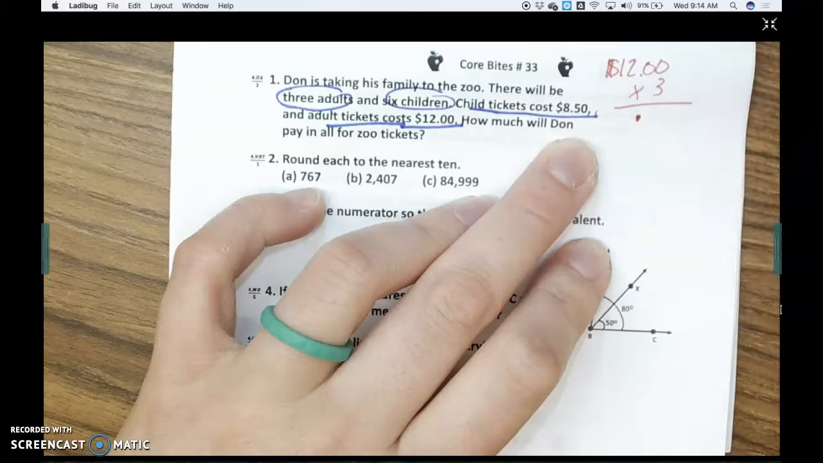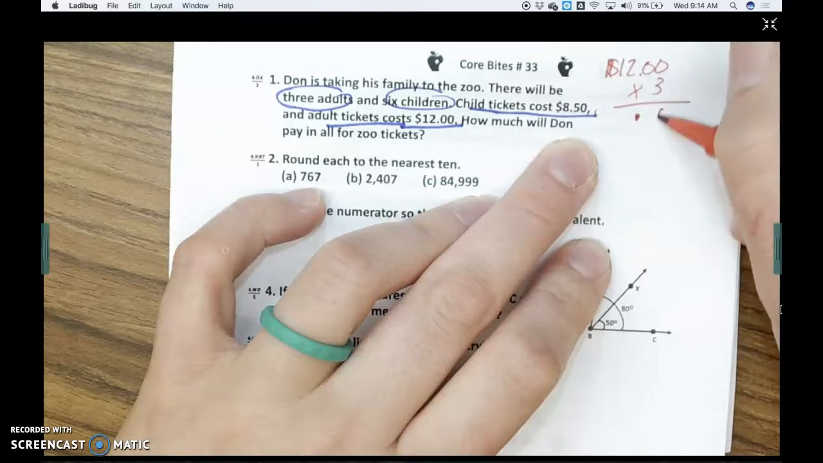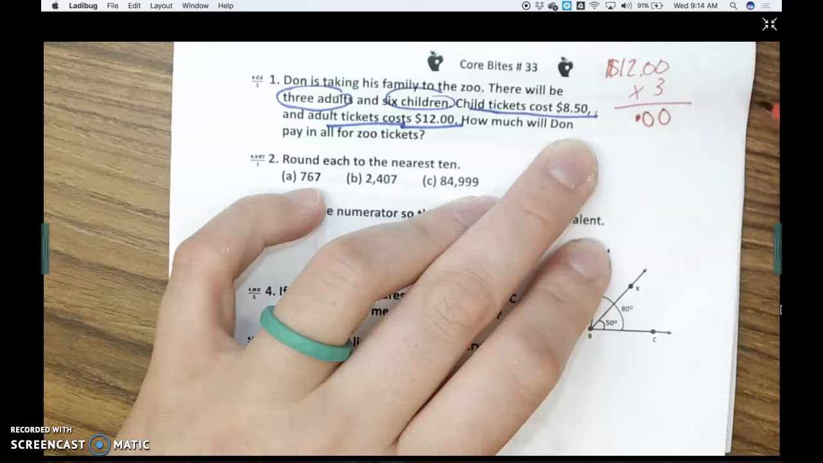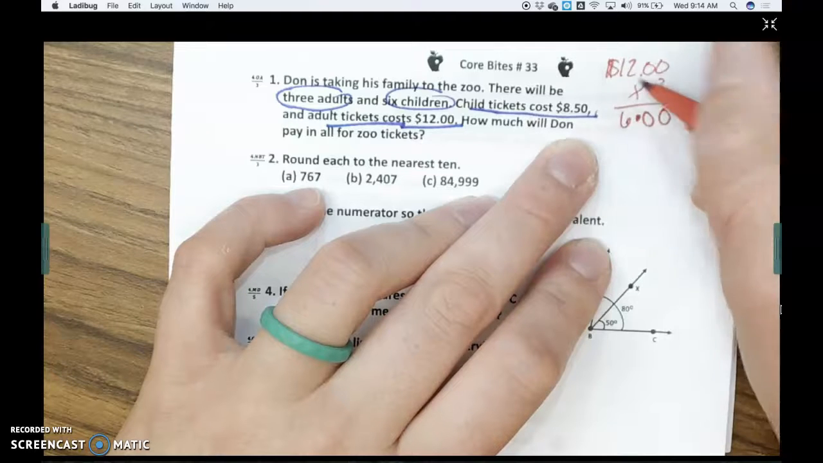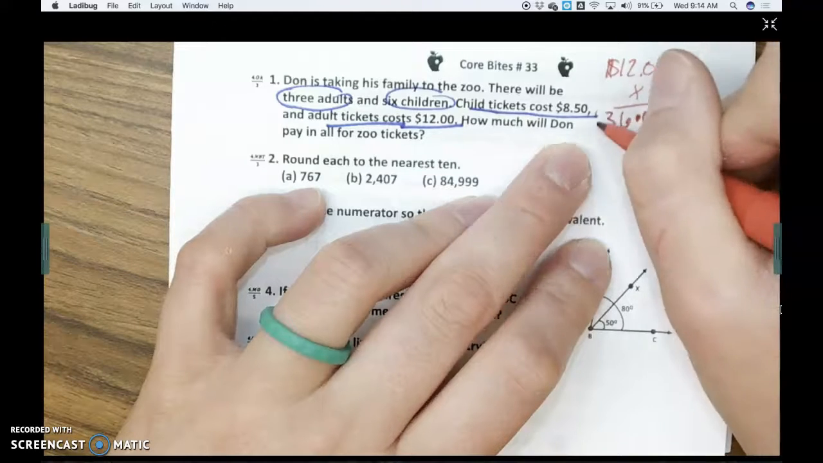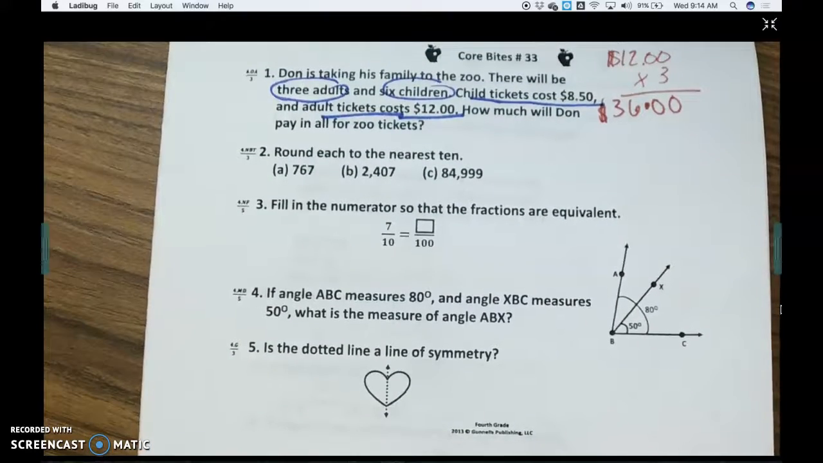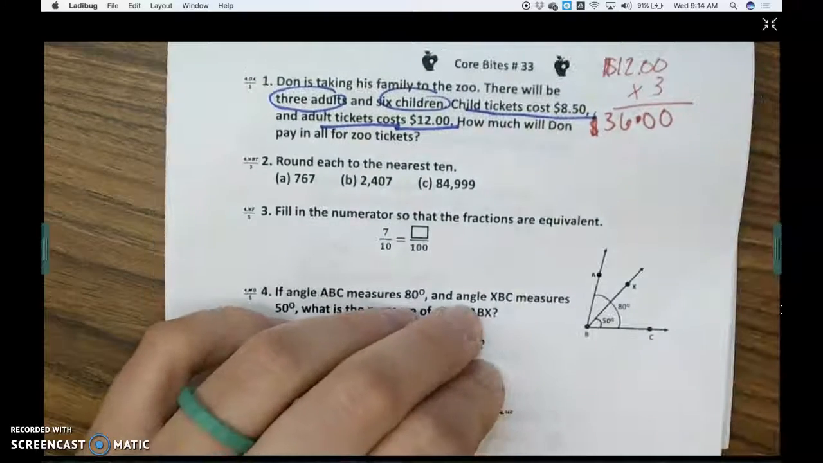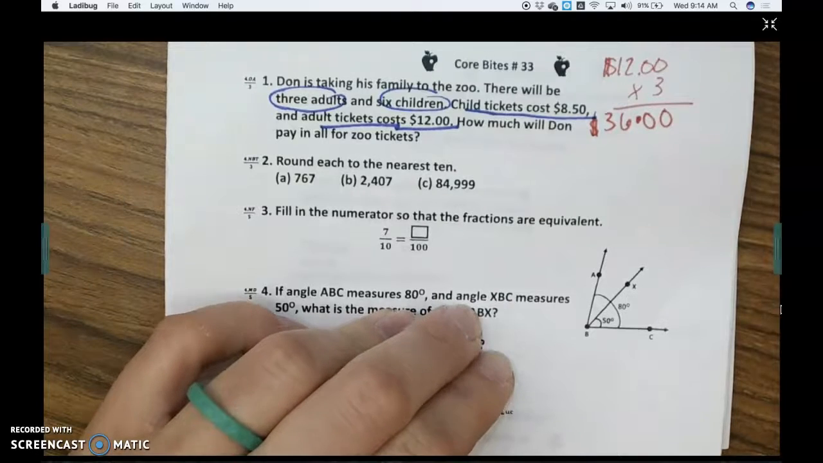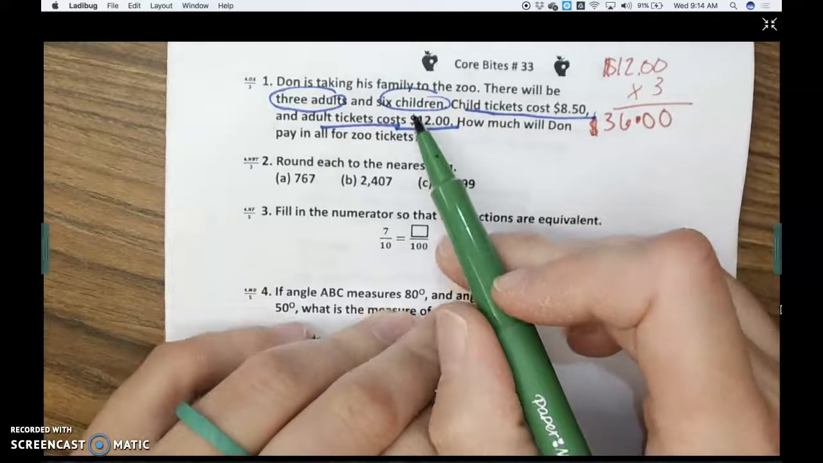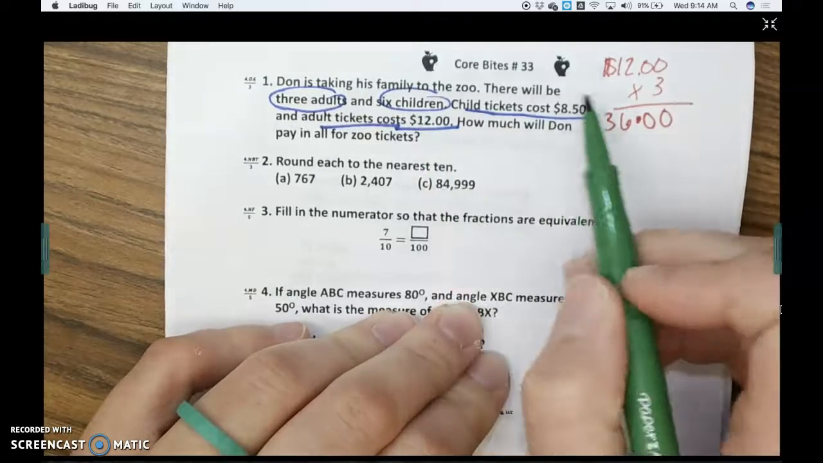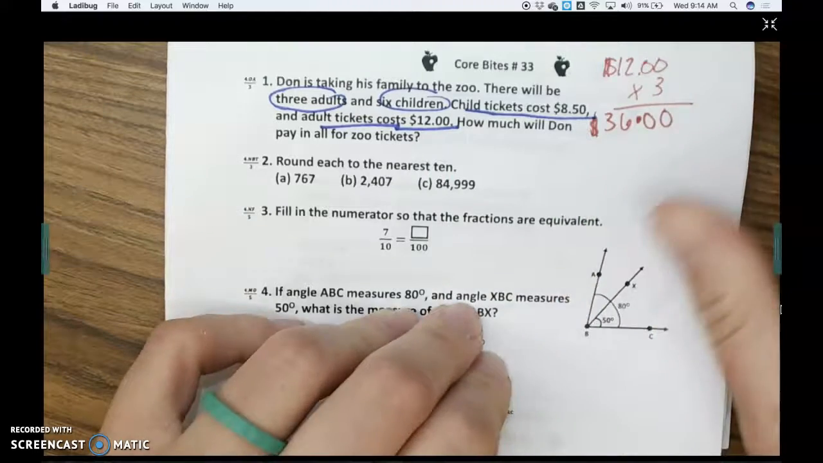Just bring it down. 3 times 0 is 0 because any number times 0 is 0. 3 times 2 is 6. 3 times 1 is 3. So for the 3 adults to go, guys, that is $36 just for the adults, just for the grown-ups to go, okay? Then you're going to have 6 children, okay? And they're going to be $8.50 a piece.